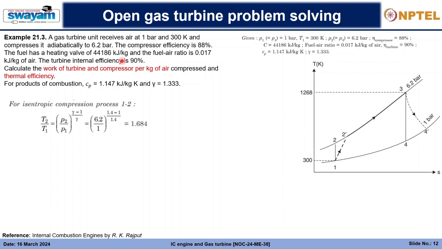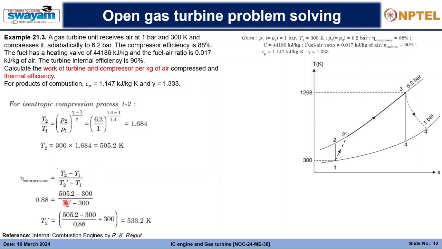Next, the same strategy, we'll have the isentropic compression process 1 2. We will find the value of T2 to be 505.2 Kelvin. Next, we'll use the compressor efficiency, which is T2 minus T1 divided by T2 dash minus T1, that is this. And T2 dash will be equal to 533.2 Kelvin, right? Then the heat supplied will be Ma plus Mf into Cp, T3 minus T2 dash equals Mf into C.